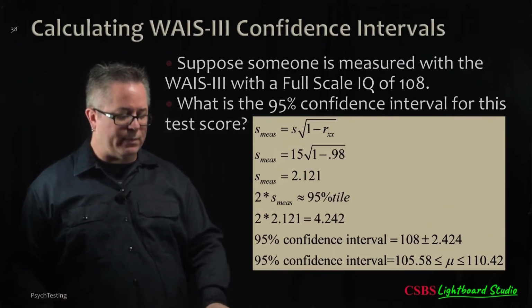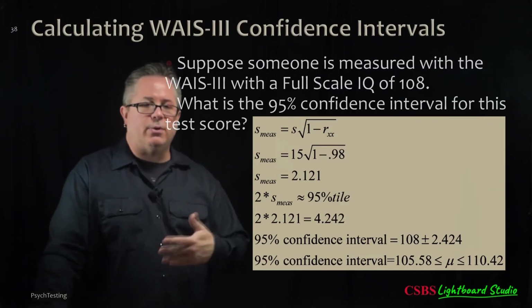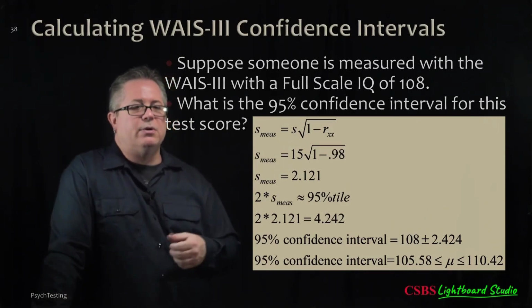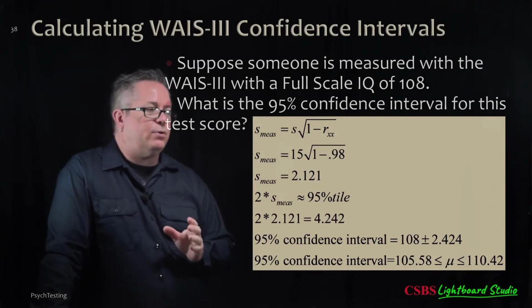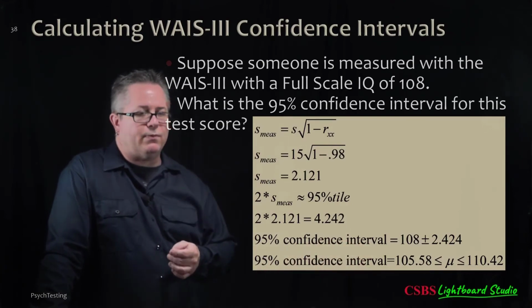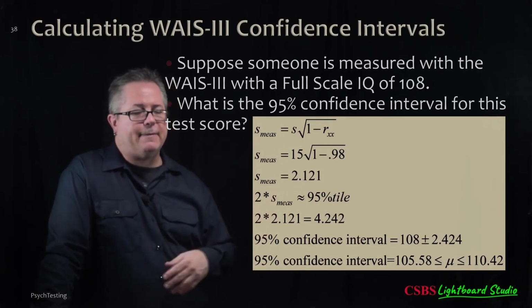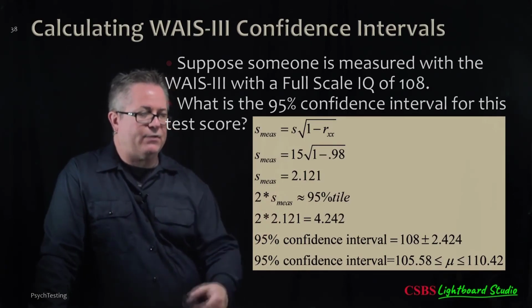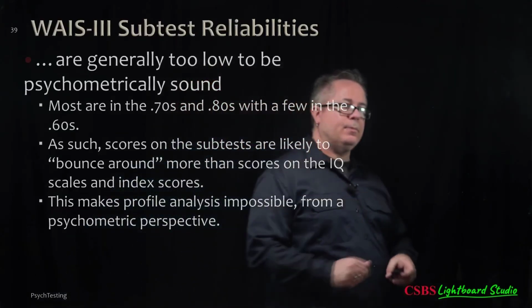Here's why this is important: as people take an IQ test, there's going to be a range, and there's error. So instead of just saying your IQ is 108, we can say your IQ is likely to range somewhere between 105.58 and 110.42, and give them more information about where their intelligence seems to lie, based on just knowing the standard error.